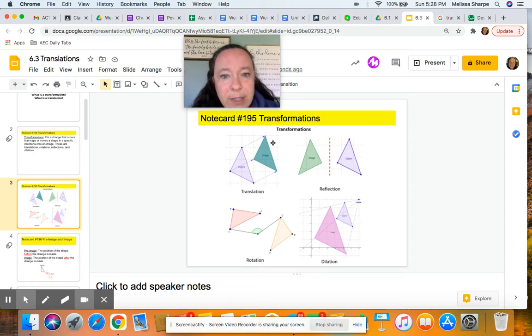So I do want you to pause me, and I do want you to do a little note card, quick images. You don't have to make them perfect. They don't have to be superimposed on a coordinate grid, but I do want you to have these things on your note card. So pause me and finish up note card 194 and 195 if you haven't yet.